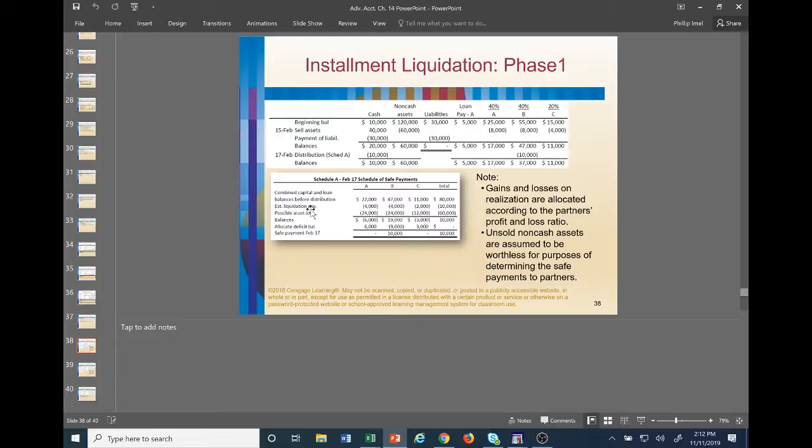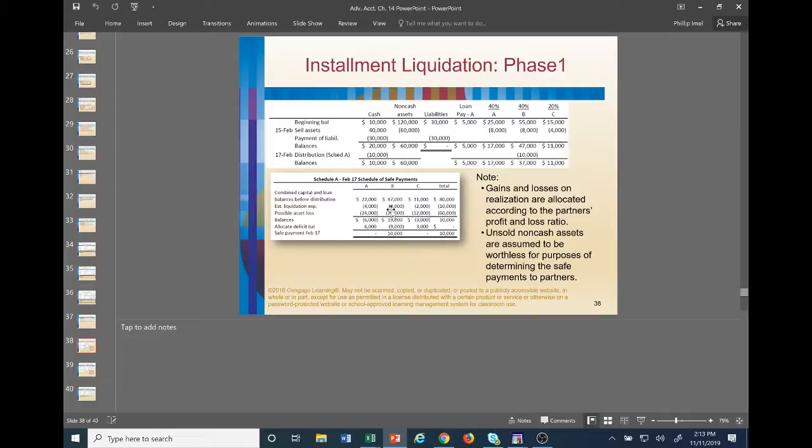The estimated liquidation expense is $4,000, $4,000, $2,000, for $10,000. So there's the distribution expense of the liquidation of $10,000. But then remember, we have to do the possible asset losses of $24,000, $24,000, $12,000, at the total of $60,000, because unsold non-cash assets are assumed to be worthless for purposes of determining the safe payments to partners. So any non-cash assets that are on the books of the partnership are assumed to be zero in order to make these safe payments.